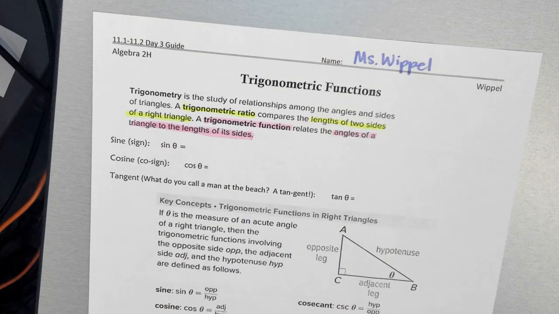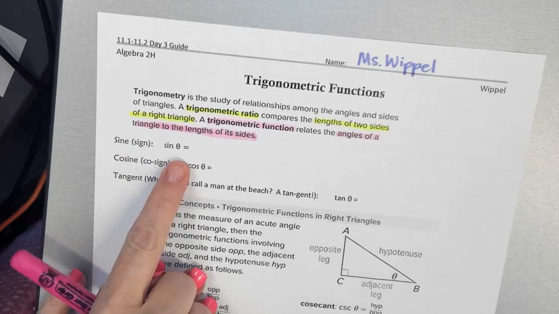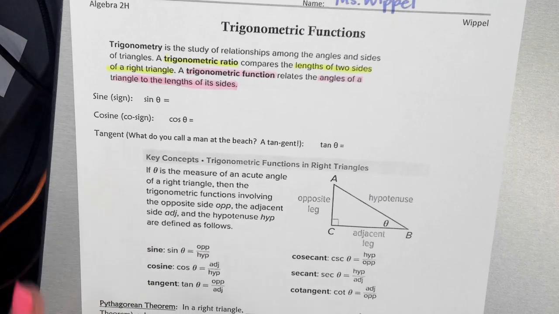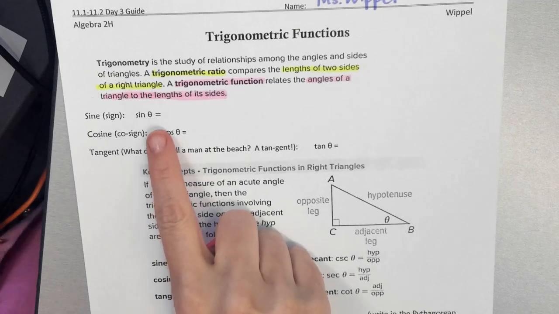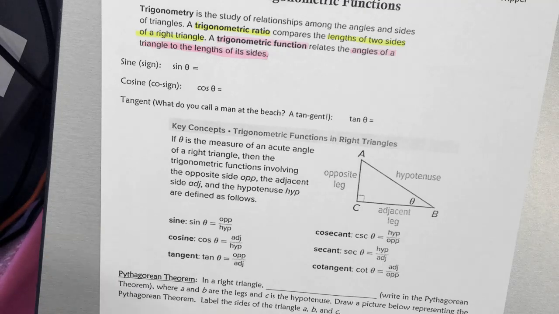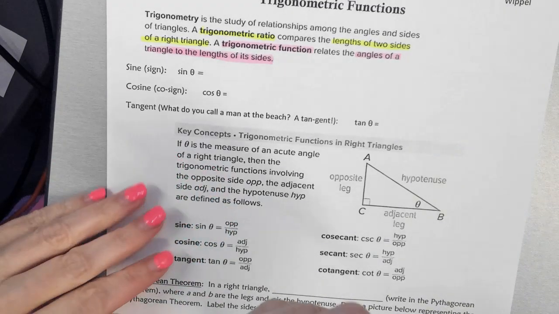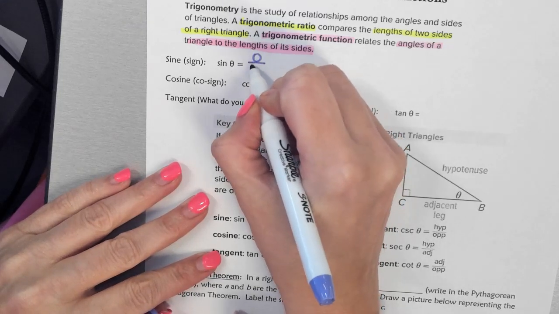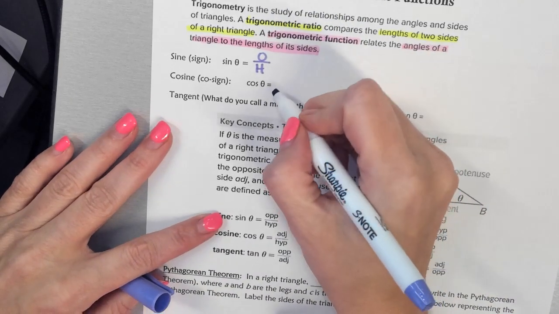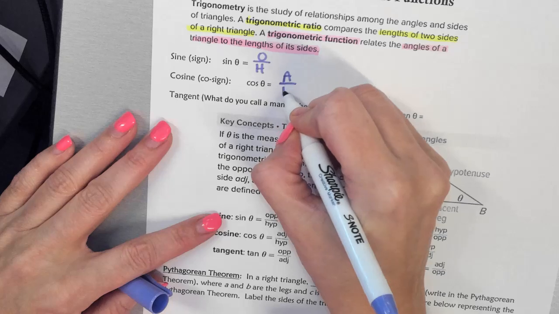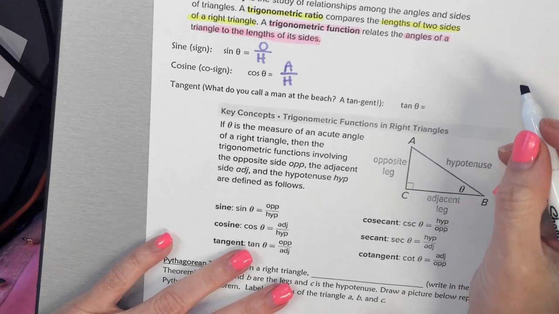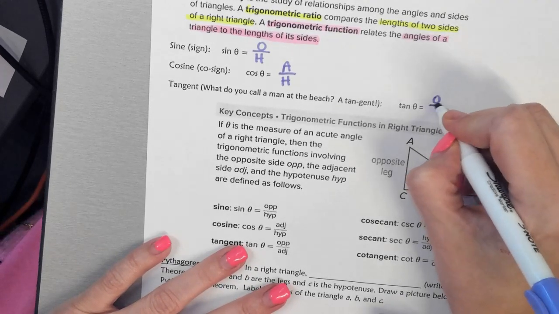Okay, so the first function we're going to talk about is sine. It is pronounced sine, not sin. I put the pronunciations here in parentheses for us. So when you're doing the sine of theta, the sine of theta is equal to the opposite over, do you guys remember? Hypotenuse. If you don't remember, it is down here. Okay, and then the cosine of theta is equal to the adjacent over the hypotenuse. And then the tangent, or what you call a man at the beach, is the opposite over the adjacent.